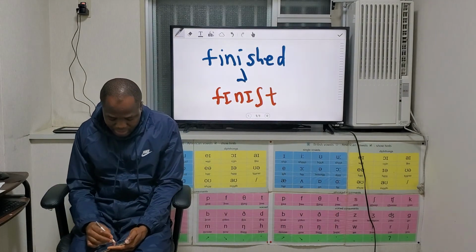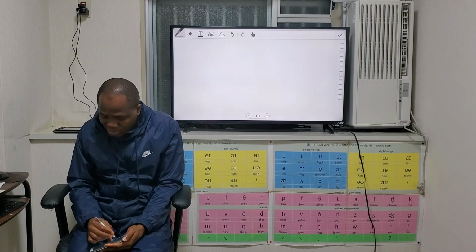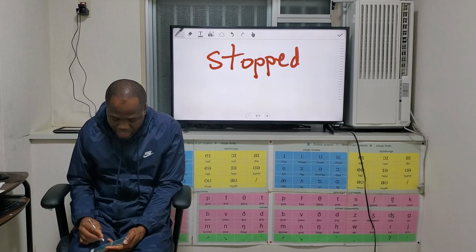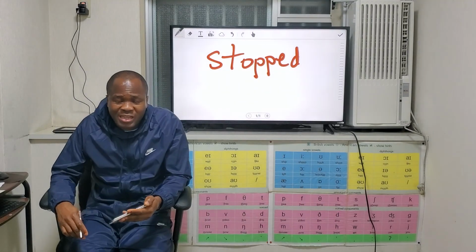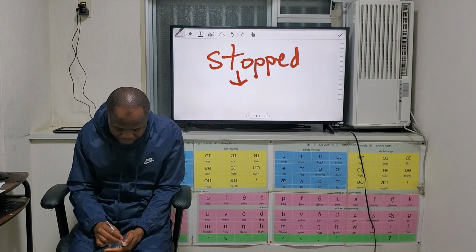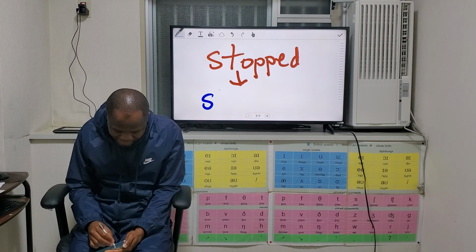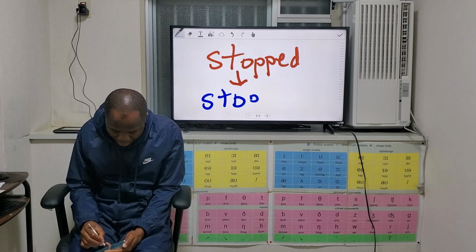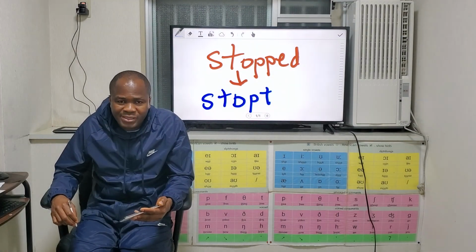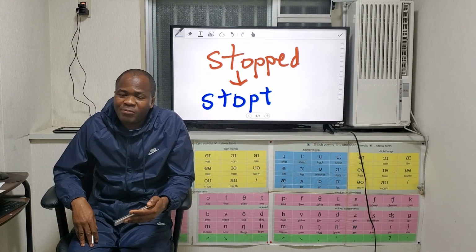Let's look at the last one. Our last example is going to be stopped. Here, because the P is a voiceless sound, it will be pronounced as T. Stopped. Let's look at the pronunciation. So we have s, t, o, p, and our T. Stopped. Yesterday, I stopped at the restaurant to eat some food.